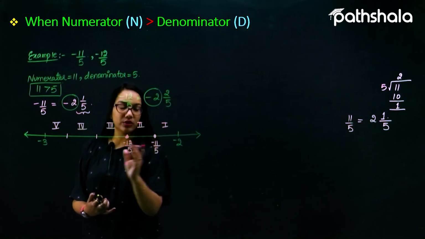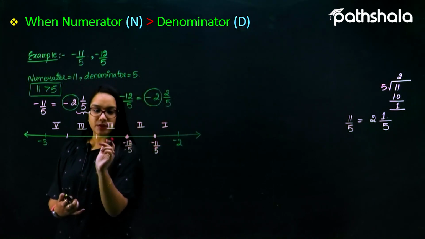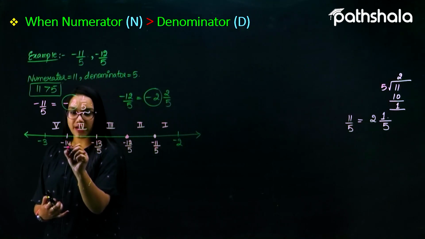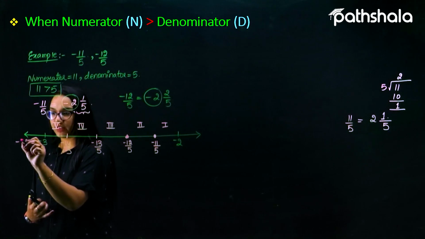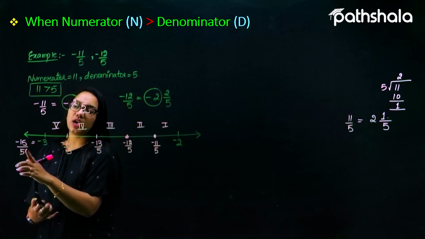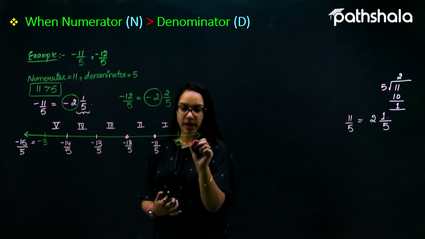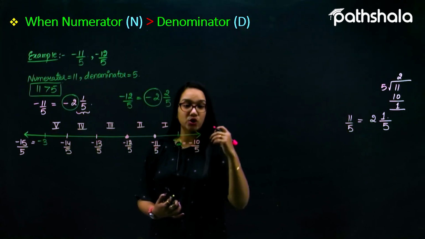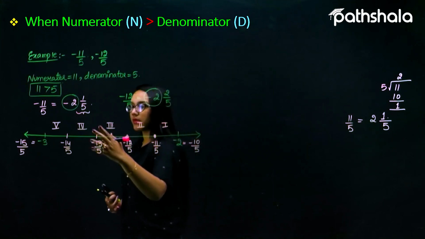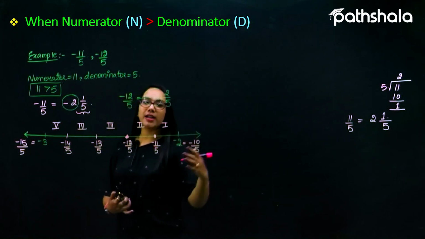So it goes on. If this particular point is minus 11 by 5, this is minus 12 by 5. So obviously this point is minus 13 by 5. This will be minus 14 by 5, and this will be minus 15 by 5. When we divide minus 15 by 5, the answer is minus 3. So if we are talking about minus 2, it is minus 10 by 5, and the counting goes on. So this is minus 10 by 5, minus 11 by 5, 12 by 5, 13 by 5, 14 by 5, 15 by 5, 16 by 5, 17 by 5, and so on.